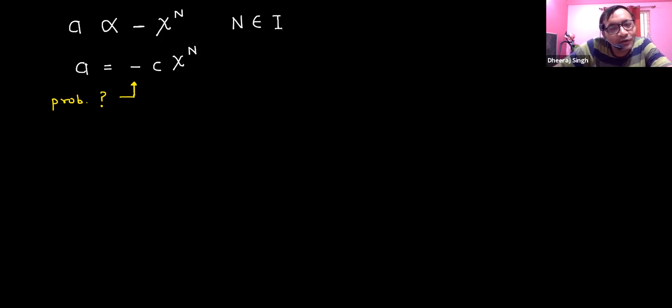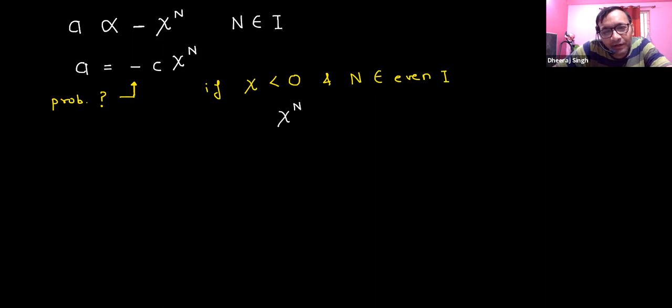Correct. So all of you, if X is less than zero, if X is negative, and N is even integer, then what will happen to X to the power N? Will it be positive or negative? If N is even and X is negative, it will be greater than zero. So if this is greater than zero, then what about acceleration? Will it be less than or greater than zero when you use this? It will be less than zero. So you can see that X is less than zero and A is also less than zero. That is not desirable.